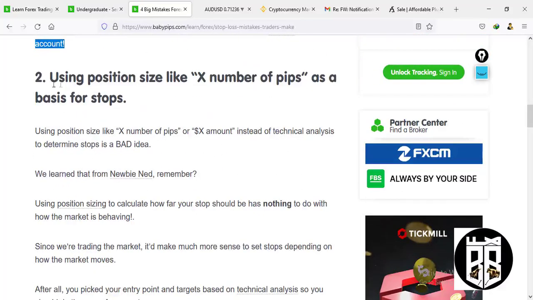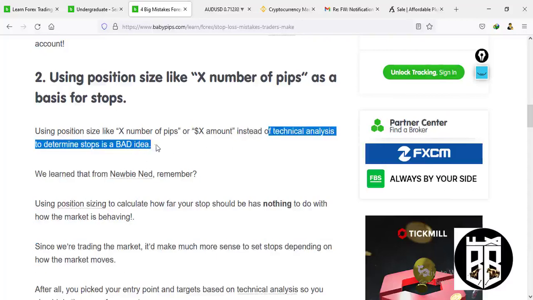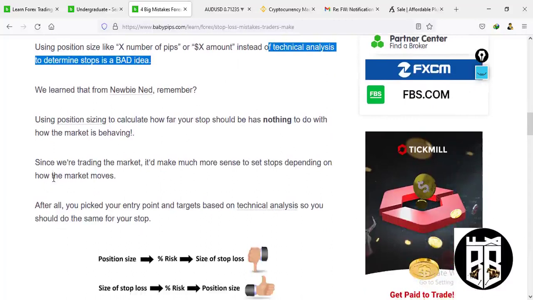Now, the second mistake is using position size, like X number of pips, as a basis for stops instead of technical analysis. That is a bad idea; use technical analysis. Remember the example of the newbie net, where we were using position sizing to calculate how far your stop should be? That has nothing to do with how the market is behaving, whereas you must consider market behavior in using position sizing and also in using your stop loss. Since we are trading the market, it makes much more sense to set stops depending on how the market moves.